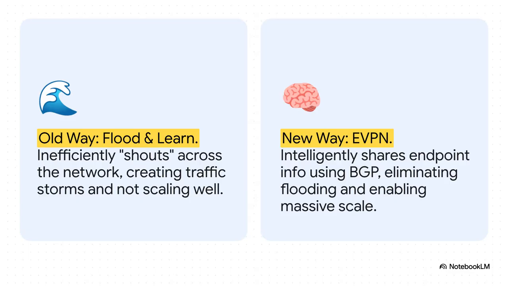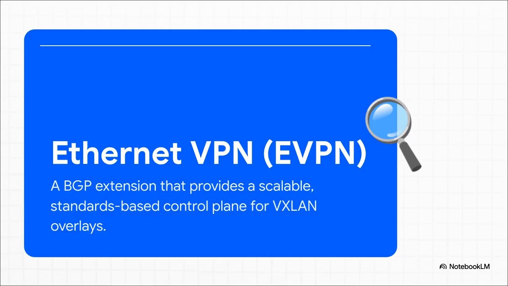Right, so the old way of finding things was this chaotic method called flood and learn. A switch would basically scream out to every other switch, "Hey, does anyone know where this server is?" It was noisy, inefficient, and just didn't scale. The new way, with EVPN, is like giving the network an intelligent GPS or a central, constantly updated address book. No more shouting.